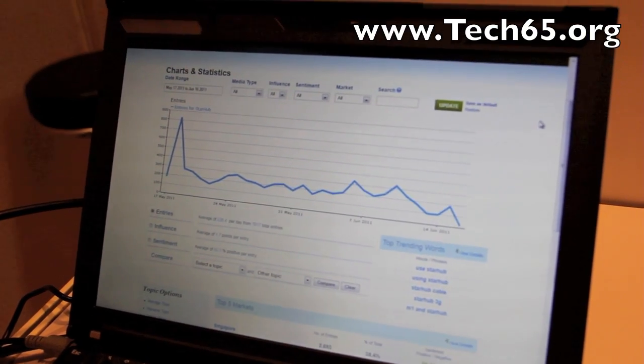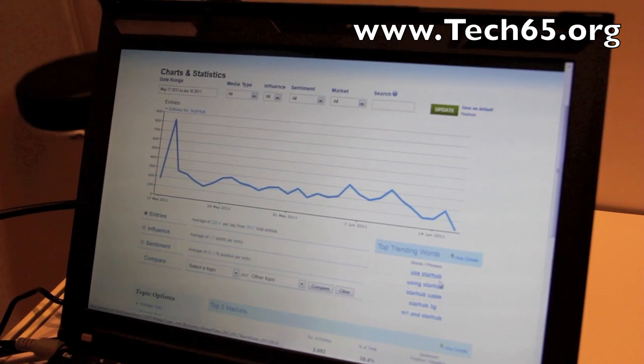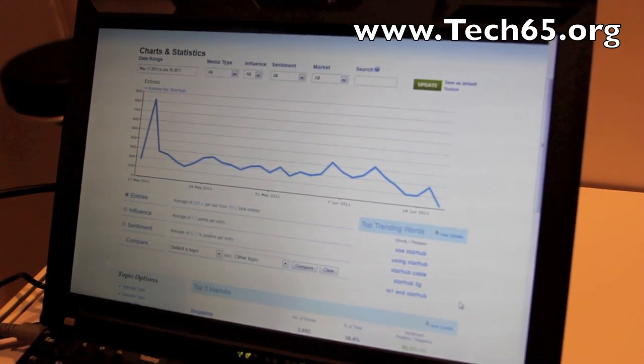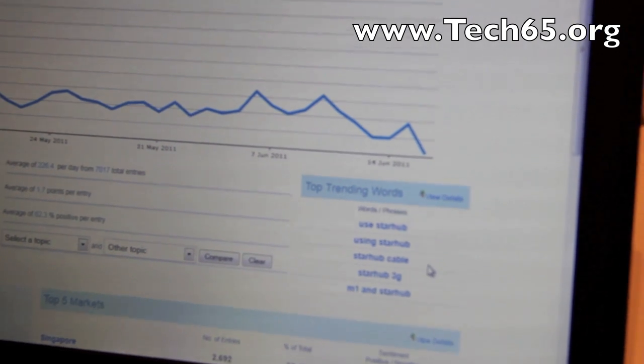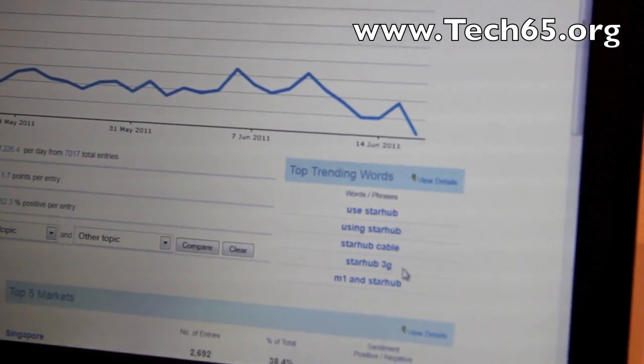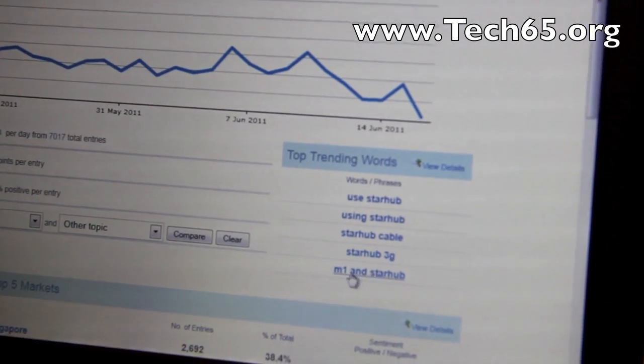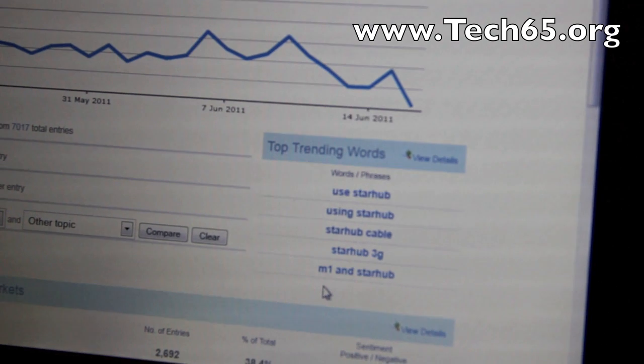What you can also see from the buzz is the trends of what people are saying. In this case, it's a bit generic because of the time frame. So most people talk about using StarHub and talking a lot about StarHub cable in this case. Also a lot of comparison between M1 and StarHub.